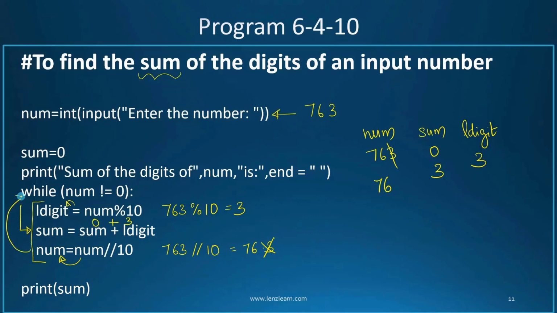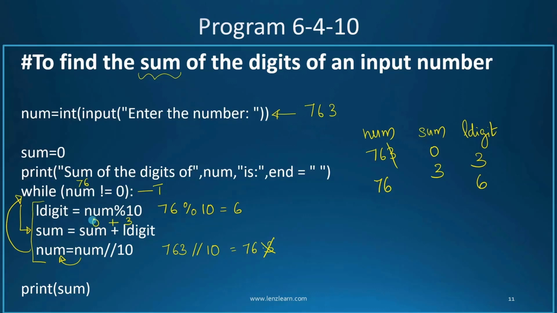Now I will come to the beginning of the loop. Now I will check whether 76 not equal to 0. Okay, initially I checked 763 not equal to 0. That was true. That is why we came into this loop in the first place. Now I am checking 76 not equal to 0. You can see that is true. I will come into the loop. Now I will find the last digit, like 76 modulo divide 10. Okay, so now we can see the result is 6. Now 6 will be loaded into L digit. So now L digit has value 6.